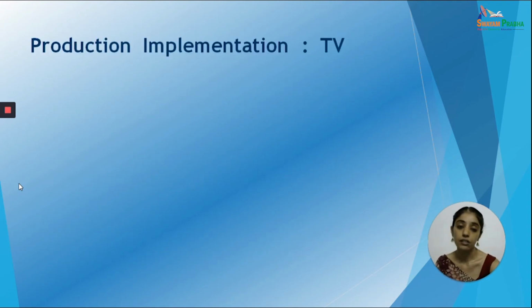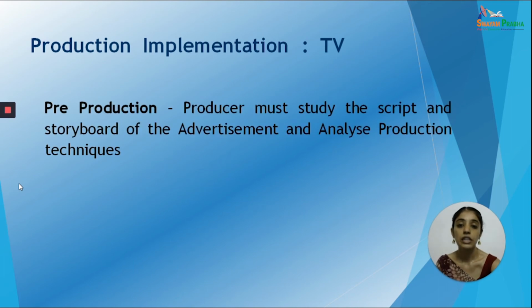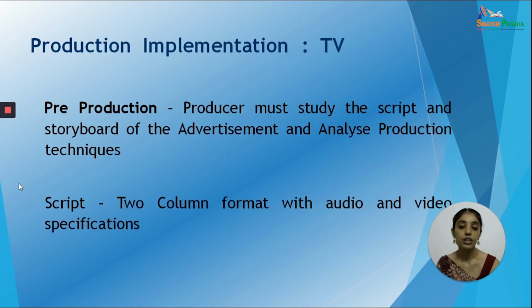The next part is television. Again, for television, the production phase can be divided into pre-production, production and post-production. In the pre-production stage, the producer must study the script. Friends, for all your TV advertisements, there is a script which is written in a two-column format. There is an audio format and there is a video format. Whatever the dialogues, the voiceover, the narration are going to be is written in one column, and the second column tells you frame by frame what video will appear with that audio.